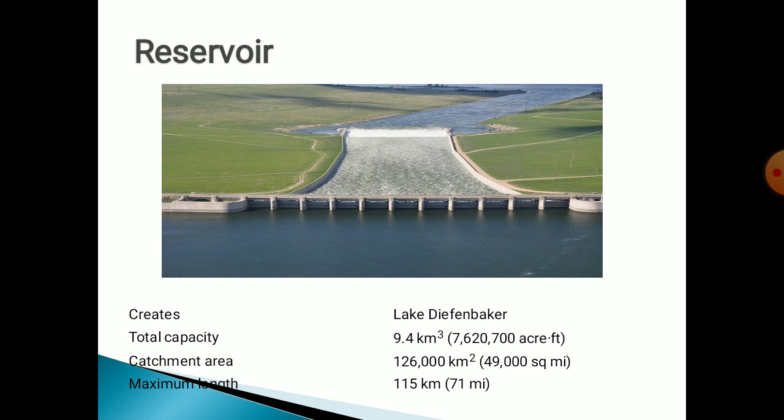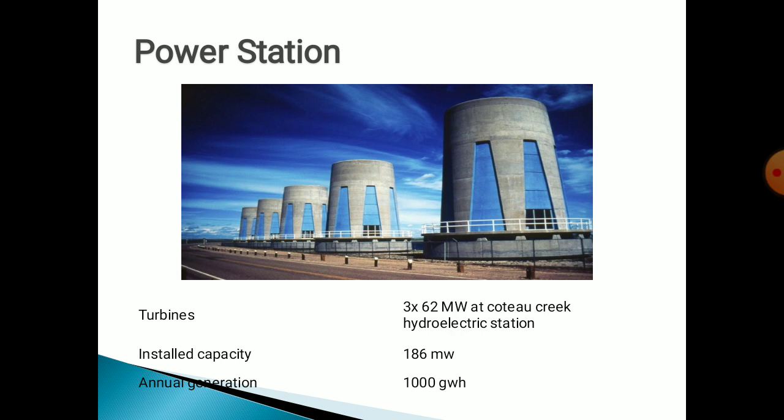The reservoir's total capacity is 9.4 kilometer cube, having a catchment area of 1,26,000 kilometers square. Maximum length is 115 kilometers. The turbines which generate the power in this station are 3 times 62 megawatt hydroelectric units. The installed capacity is around 186 megawatt. This is very important: the annual generation of this power station is 1000 gigawatt hour. This is the soul of this dam.